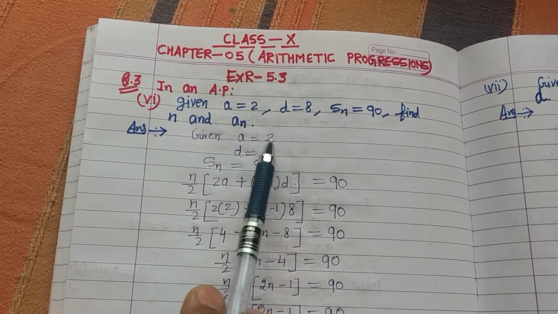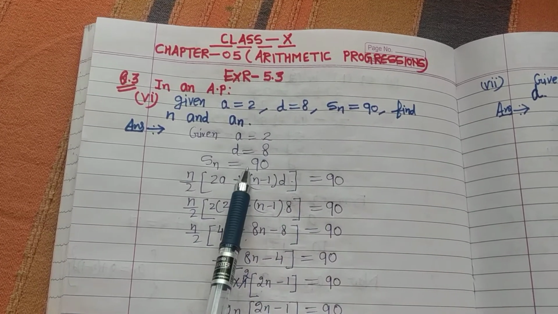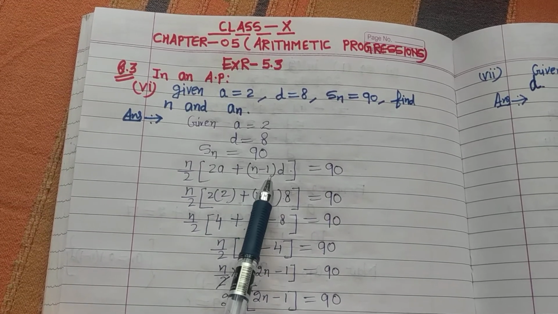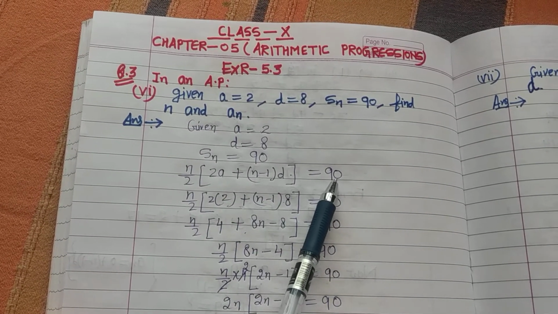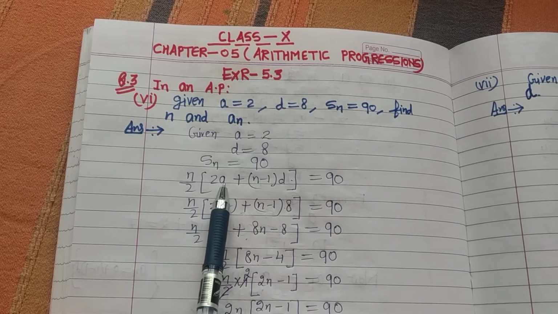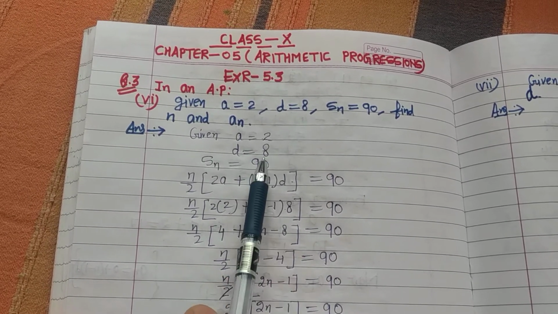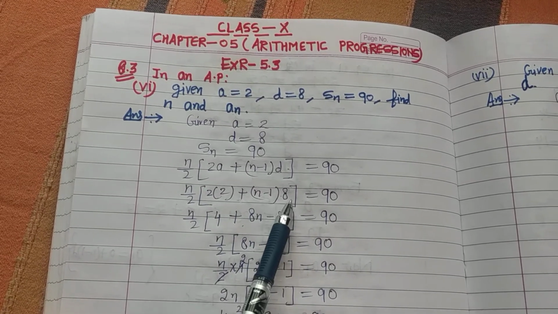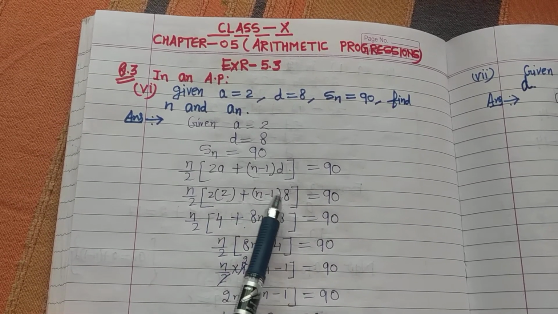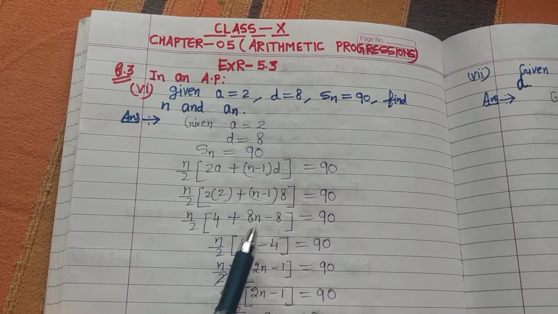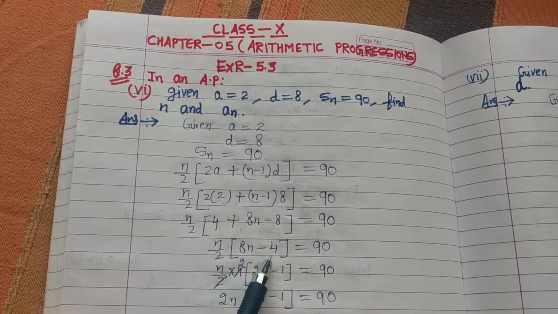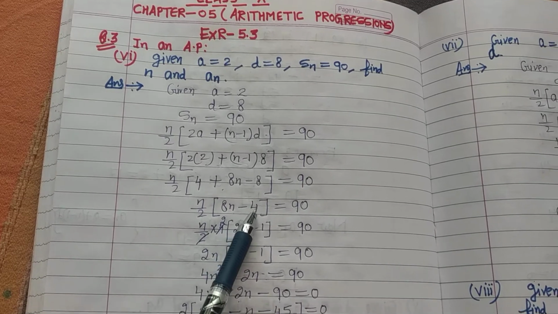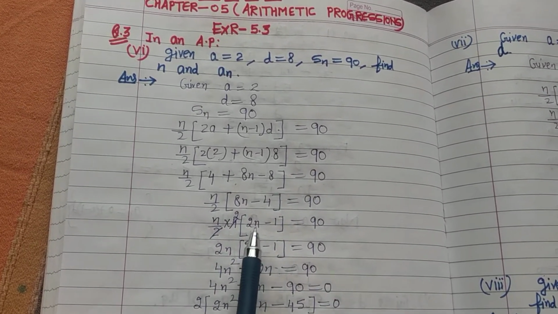So given a is 2, d is 8, Sn is 90. Now the formula of Sn is n by 2, 2a plus n minus 1 into d is equal to 90. Now substitute the values of a and d in this formula: n by 2, 2 into 2 plus n minus 1 into 8. So 2 times 2 is 4, plus 8n minus 8. So 4 minus 8 is minus 4. So here it is n by 2, 8n minus 4 is equal to 90.